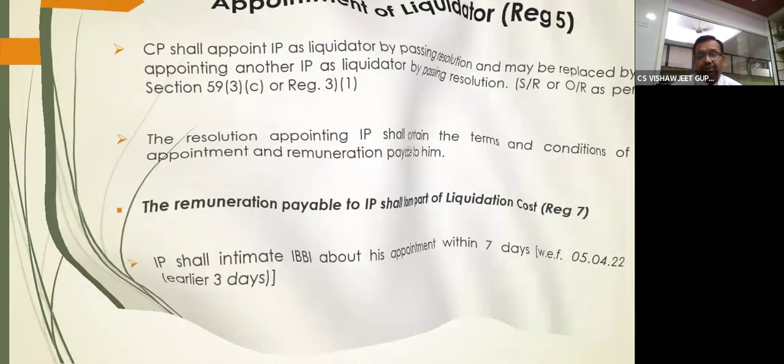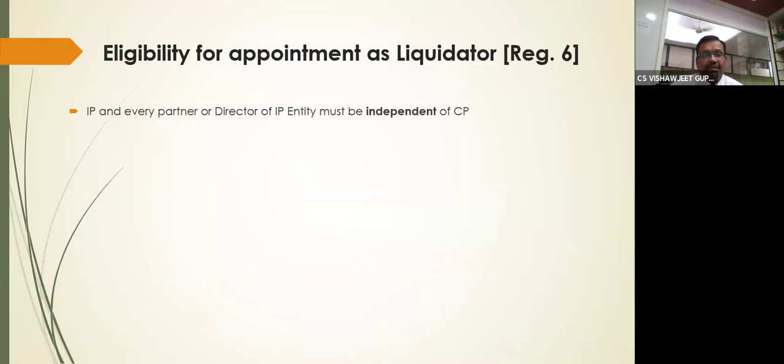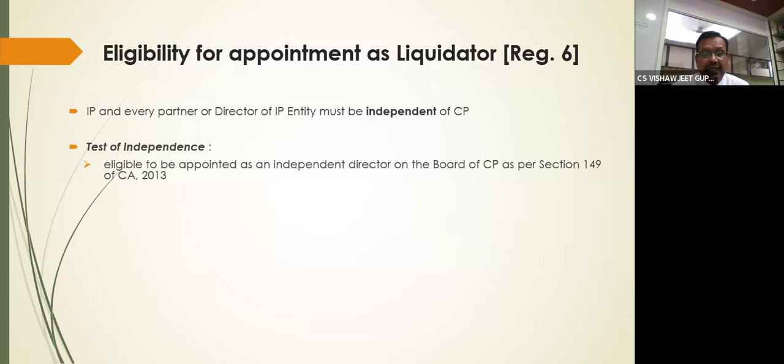Now, eligibility for appointment as liquidator. The IP and every partner or director of the IP entity must be independent. The independence test must be there. The liquidator who has been appointed must be independent of the CP, meaning that person should not be a related party to the CP. Now, what is the test of independence? He must be eligible to be appointed as an independent director on the board of the CP as per Section 149 of the Companies Act 2013. So this is the test of independence which has been provided under Regulation 6 of the VLP regulations.